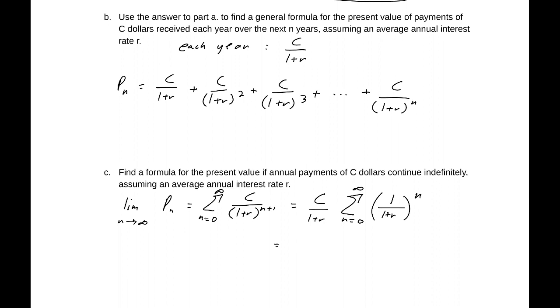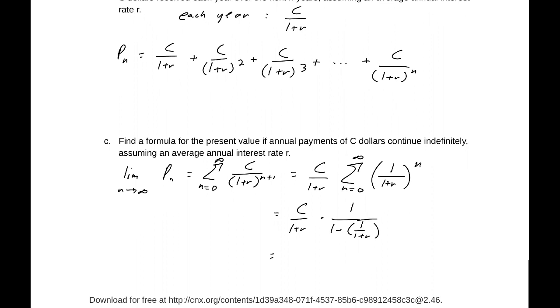So, as long as the absolute value of 1 over 1 plus R is less than 1, this is equal to C over 1 plus R times 1 over 1 minus 1 over 1 plus R. A little bit of algebra, clearing the fractions there mostly: C over 1 plus r times 1 plus r over r. So our formula is C over r. So the present value of all of it is C divided by r.